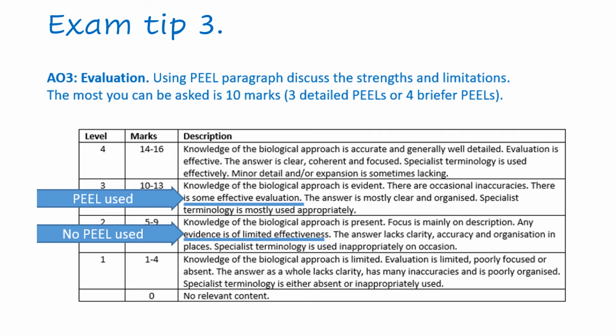So if there's no PEEL paragraph, if there isn't a P statement signposting AO3, for example, one limitation is, a strength is, a problem is, and if I'm left sitting there going, well, are you evaluating or telling me something, then I can't really move you above that level 2, 5 to 9 marks. So the PEEL paragraph structure will really help you develop effective commentary.